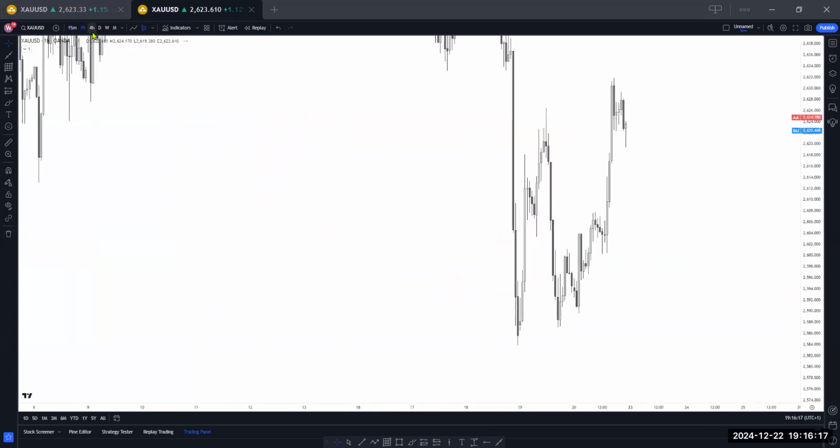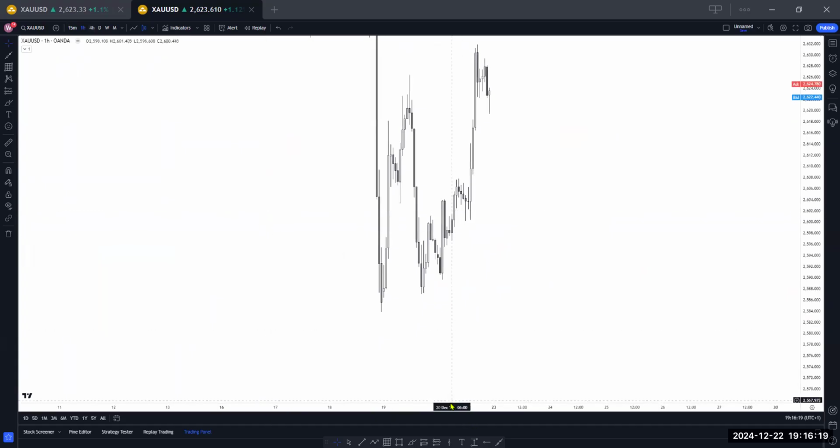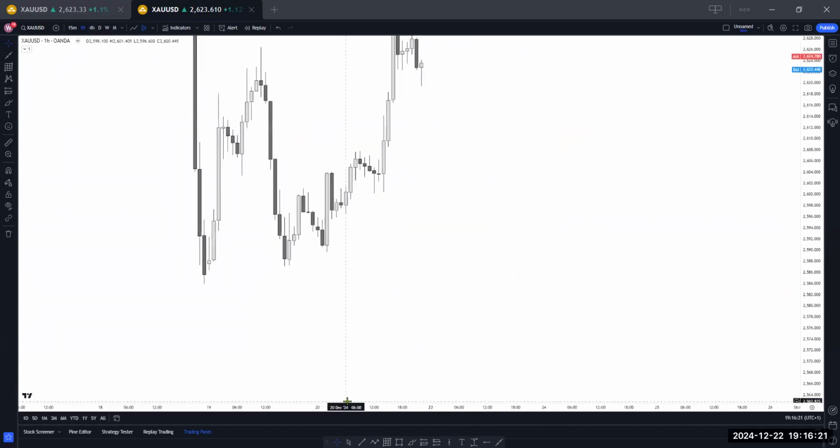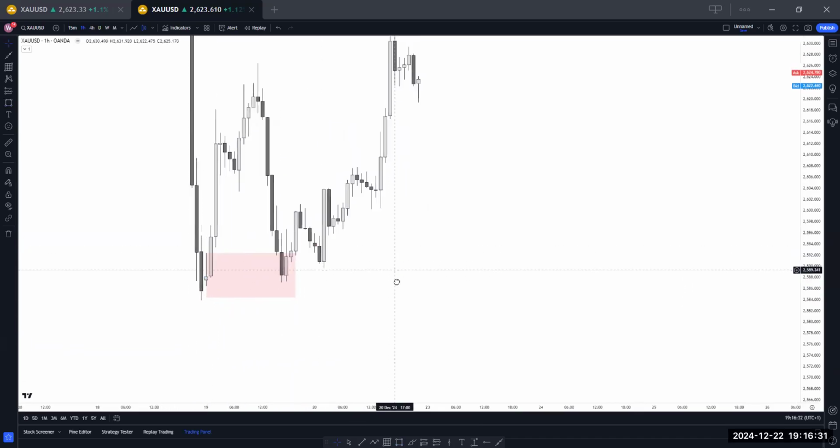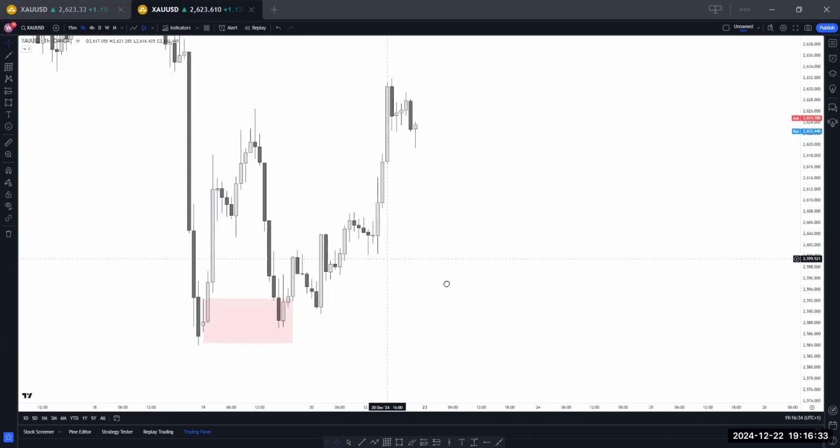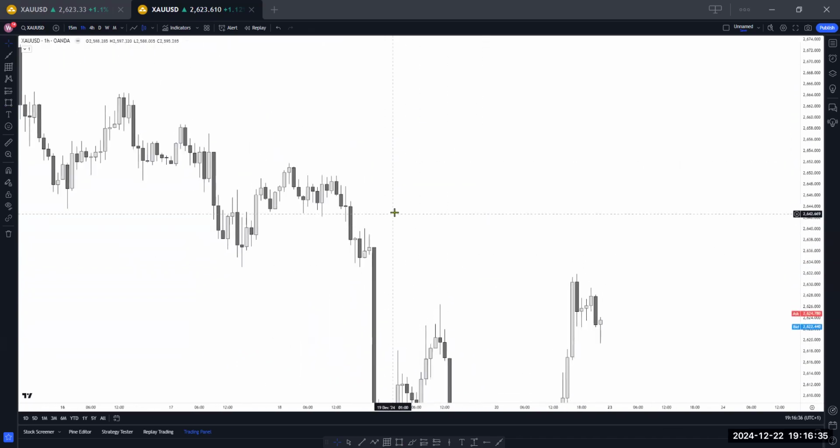Let's go to H1. So now this is an example of an eating engulfing over here. See this candle, this guy. See the way this candle and this candle are. This is an example of an eating engulfing. Okay. Let me look for another very good example. Another very good example. Eating engulfing.